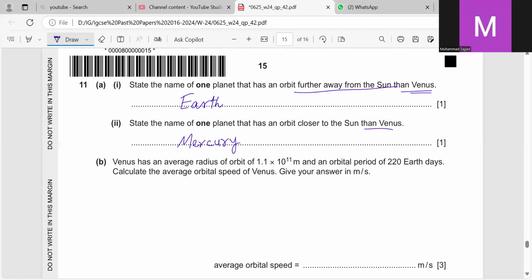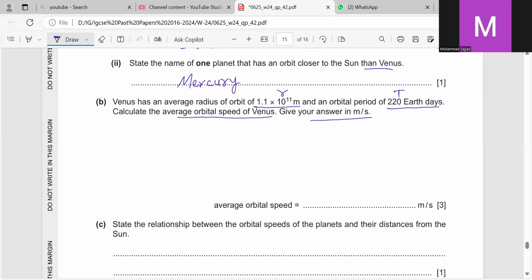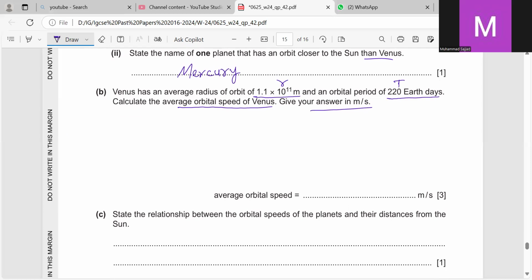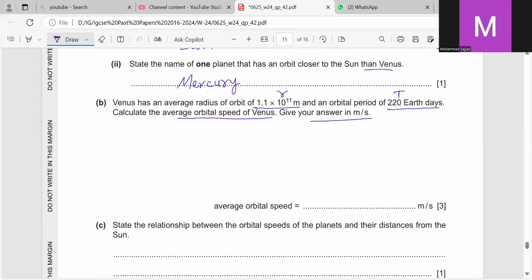Then Venus has an average radius of this, which is the radius of orbit, and an orbital period of 220 Earth days, so that is T. Calculate an average orbital speed of Venus. Give your answer in meters per second.